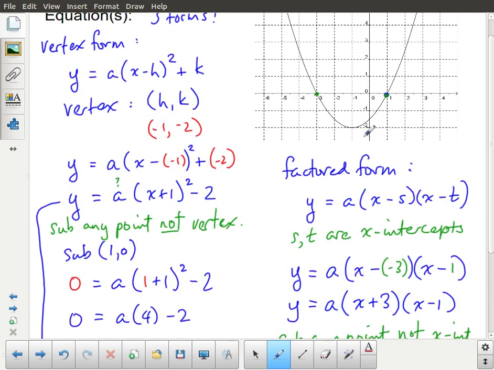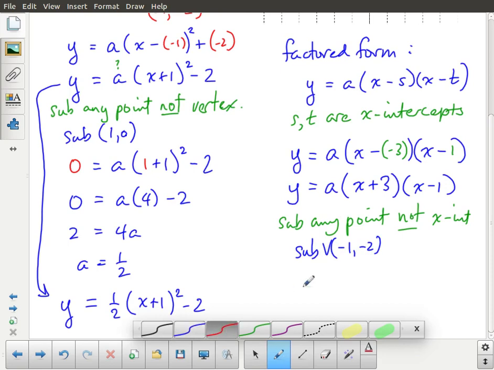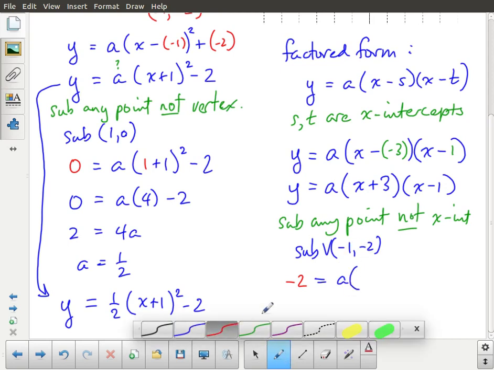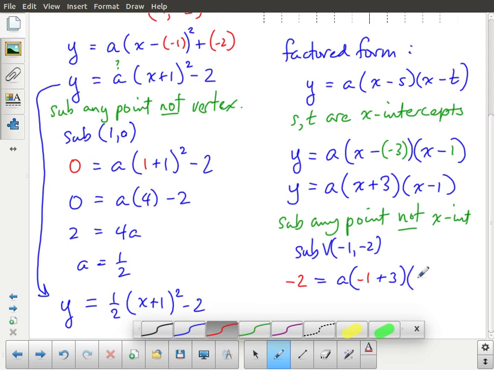That's the point (-1, -2). Sometimes we use a capital V to distinguish the vertex because it's such a very special point. So this would be good communication to actually show it this way. And so my y value is -2, which is equal to a times, my x value is -1, plus 3. My x value is still -1. In this case, it's -1.